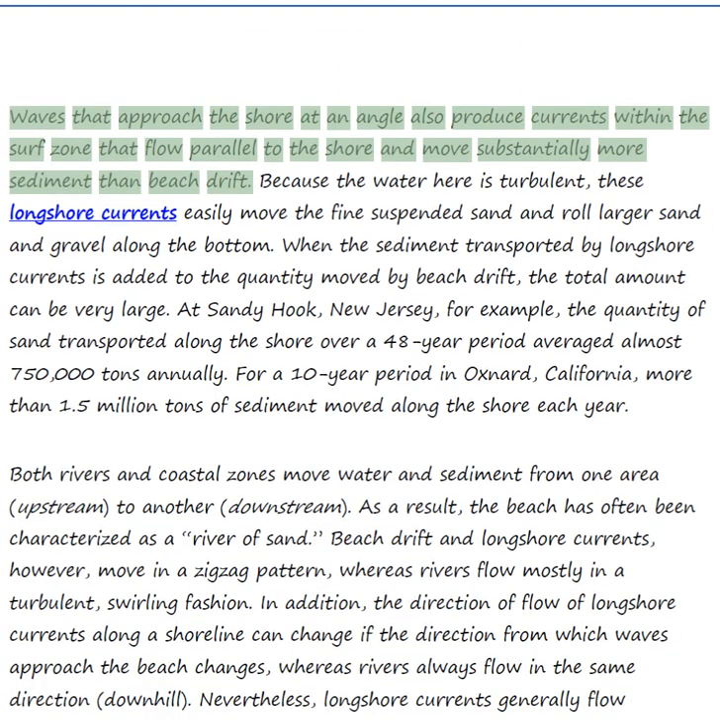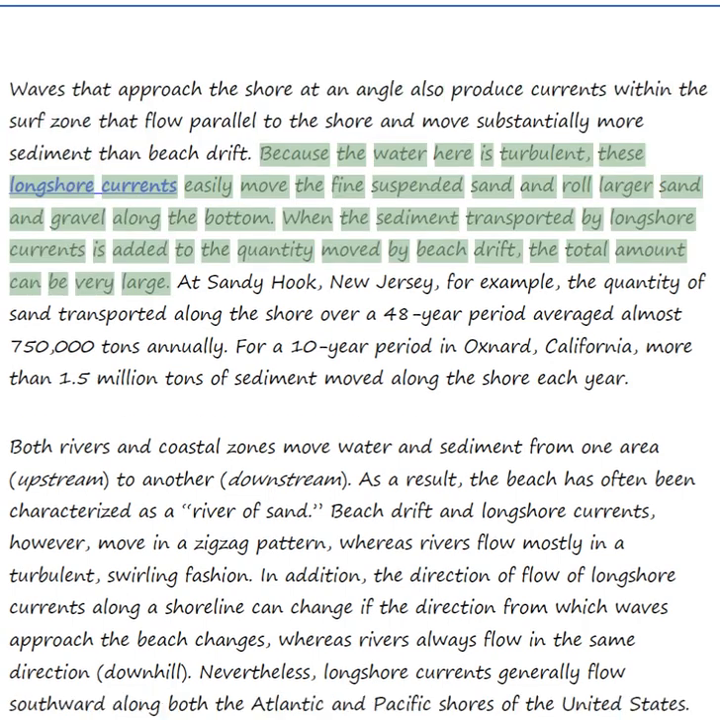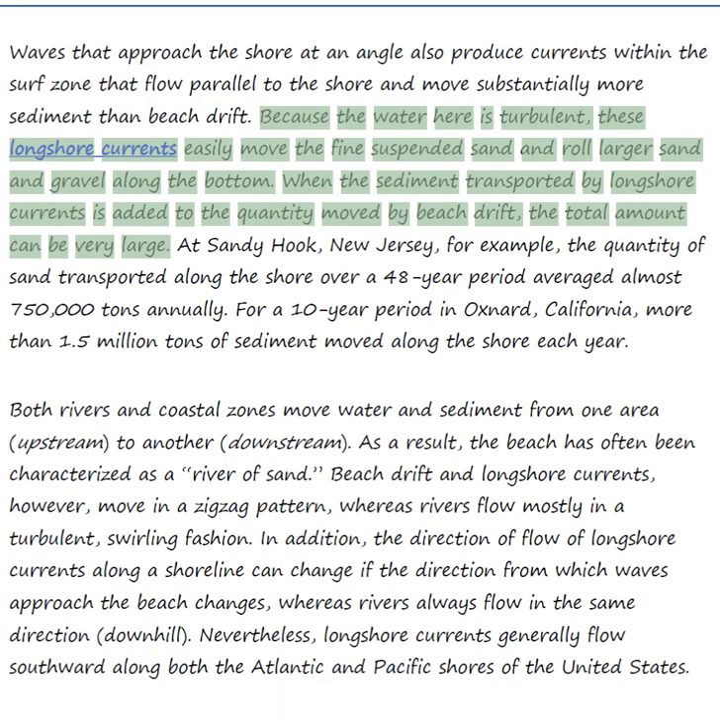Waves that approach the shore at an angle also produce currents within the surf zone that flow parallel to the shore and move substantially more sediment than beach drift. Because the water here is turbulent, these longshore currents easily move the fine suspended sand and roll larger sand and gravel along the bottom. When the sediment transported by longshore currents is added to the quantity moved by beach drift, the total amount can be very large.